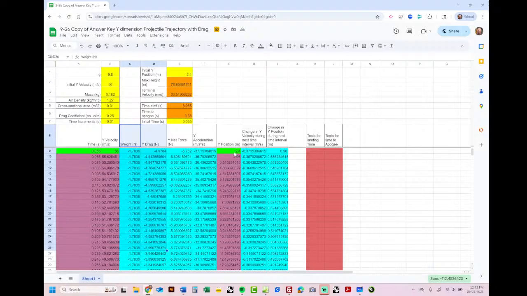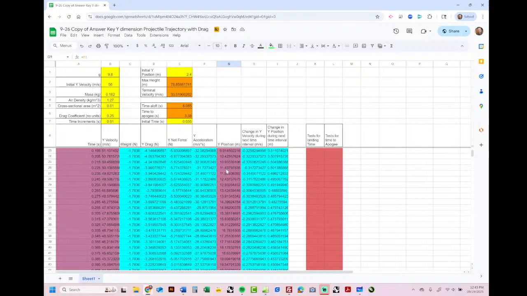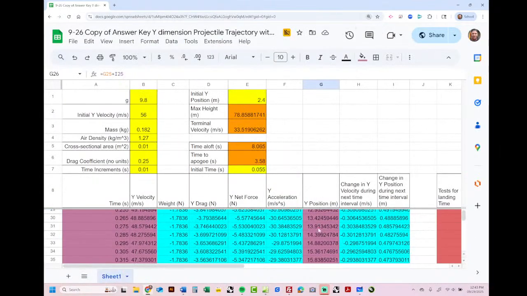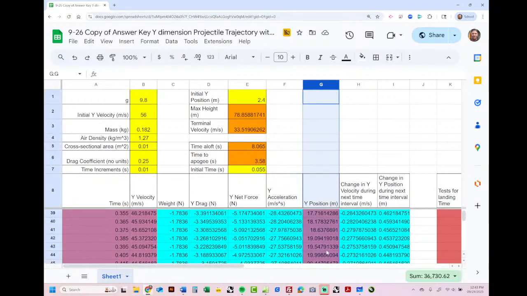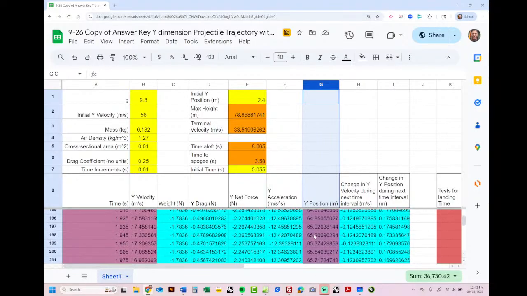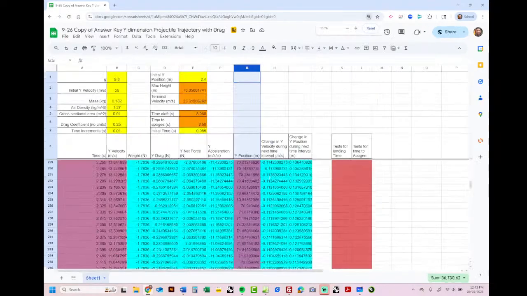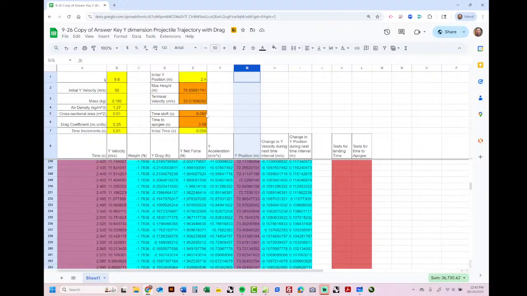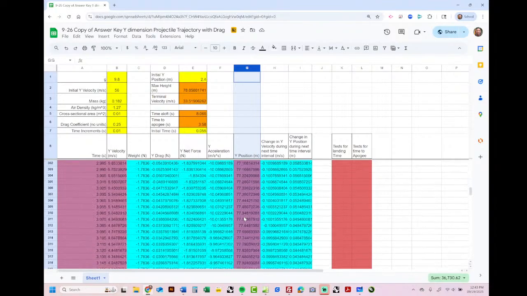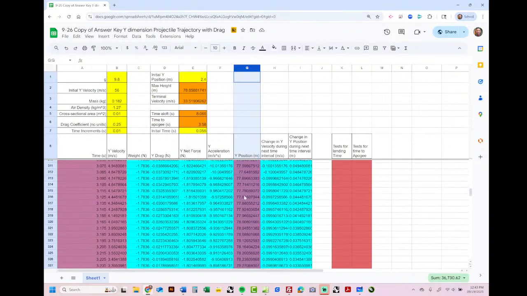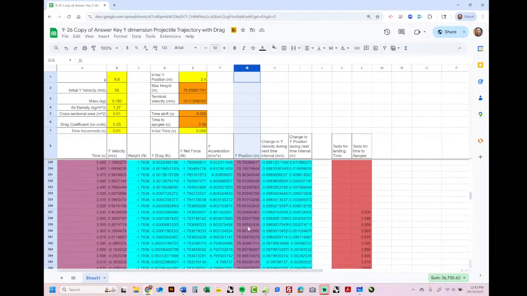And to find the end, I'm going to look at Y position. So if you look in column G right here, let me zoom in. Column G here. These numbers are getting bigger. So I keep going, it's getting higher and higher and higher. Zoom out a little bit. And when I get to 78.8, you should see it go down. So this is about as high as it gets.